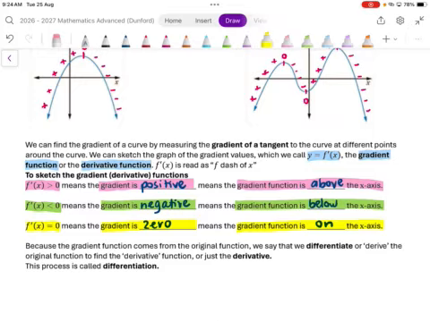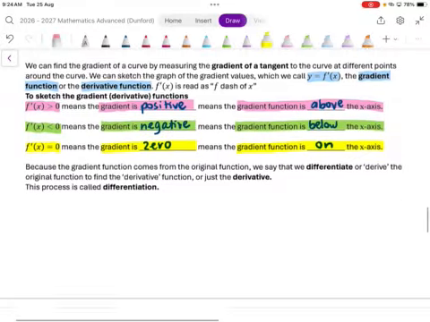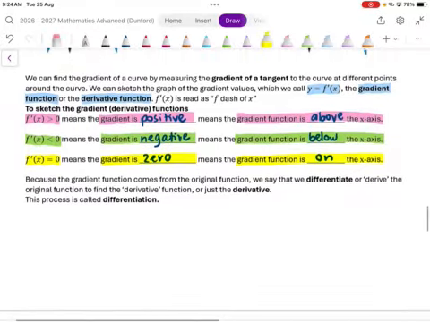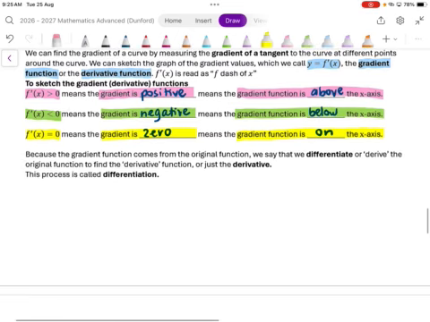So with our gradient function, because it comes from the original function, we say that we differentiate or derive the original function to find the derivative function, or just the derivative. This process that we're doing is called differentiation. We are going to go to the next page when you are ready.